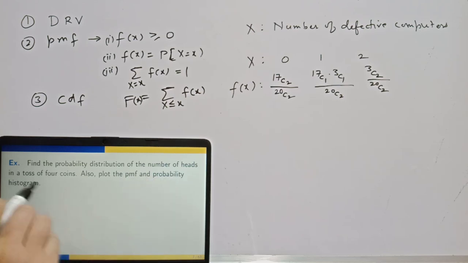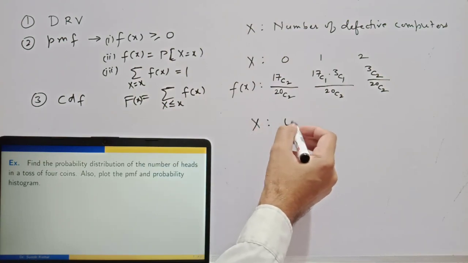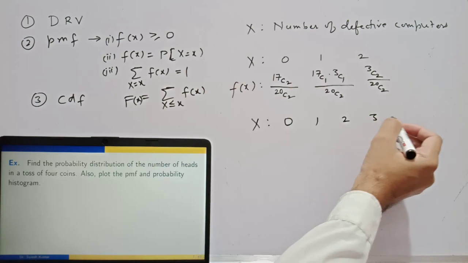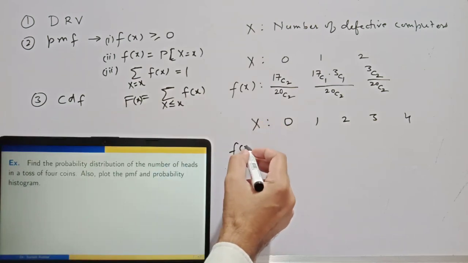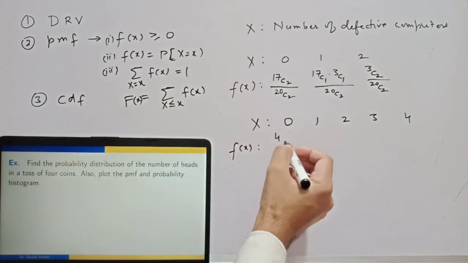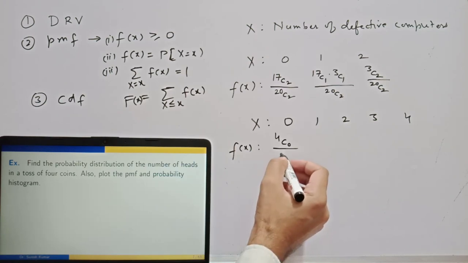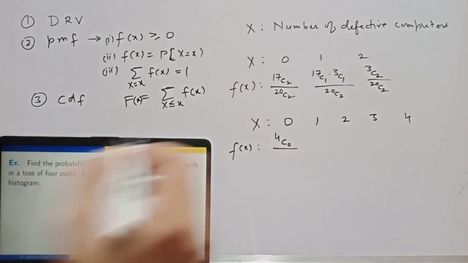Now find the probability distribution of the number of heads in a toss of 4 coins. This time x denotes the number of heads. In a toss of 4 coins, what are the different possible values of x? No head, 1 head, 2 heads, 3 heads, 4 heads. These are the possible values. What is the probability of getting no head out of 4? In how many ways, how many cases, 4C0, divided by how many total points in the sample space? 4 coins are tossed, how many sample points? 16.